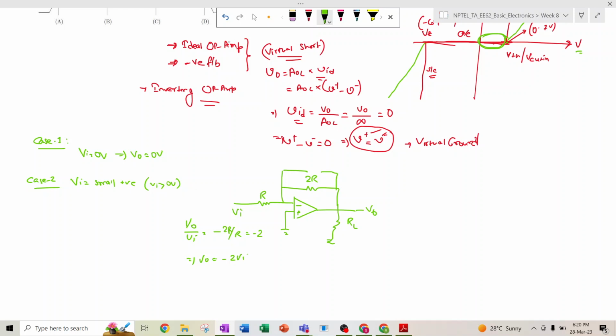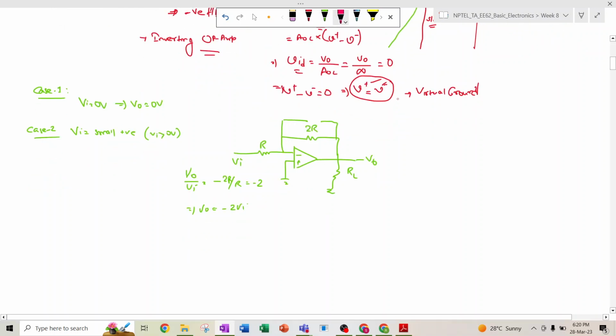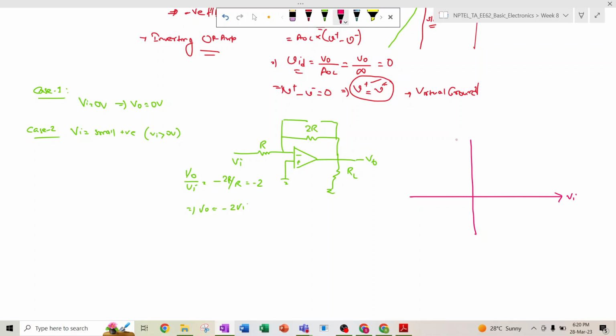So if we plot the output versus input, here I am plotting Vo versus Vi. In the first case, when Vi is equal to 0 volt, Vo is equal to 0 volt. So this point is case 1. In the second case, Vo is minus 2 times Vi. Now Vi is small positive, so it will be minus 2 times Vi, and it will increase like that. This is case 2. Now we will discuss case 3.